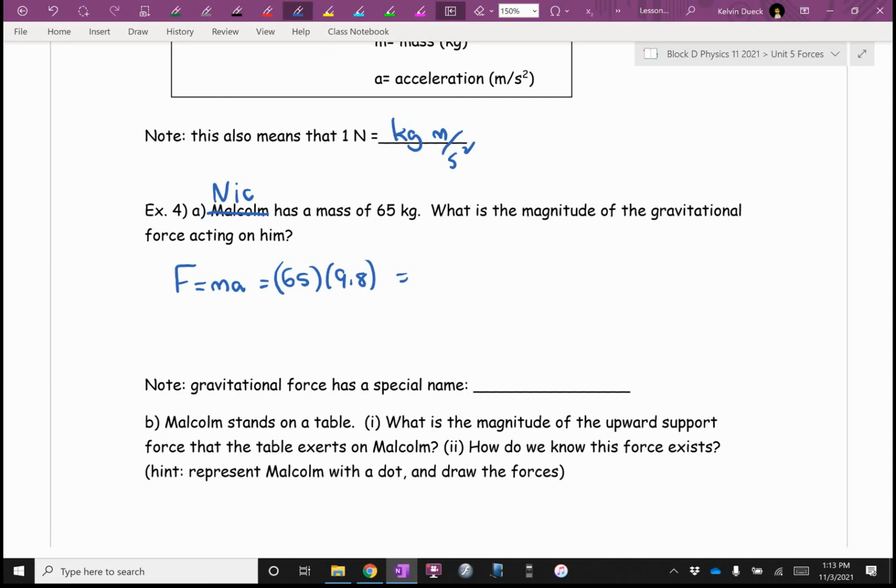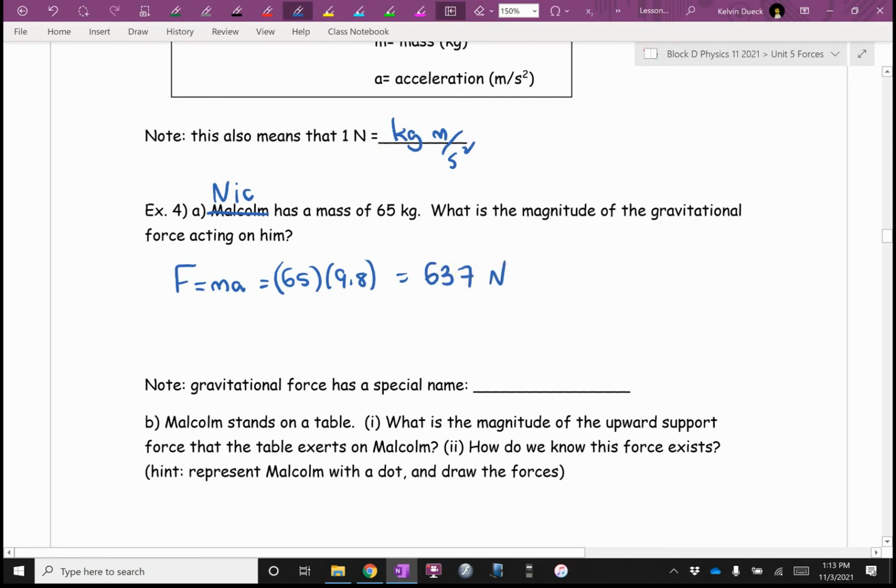What do I measure force in? No, we have a much shorter way to write that. Yes, if you write kilogram meters per second squared, I'll give you credit. But what's the shorter way to write that, everybody? Newtons. Okay.